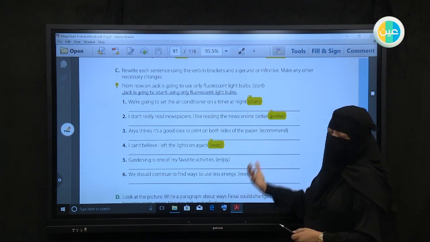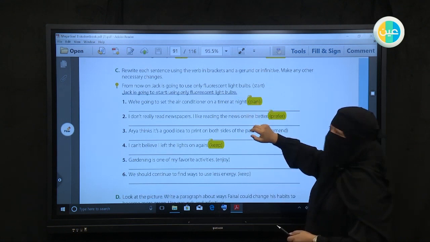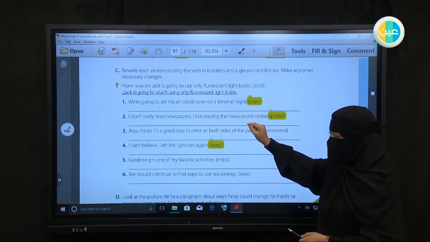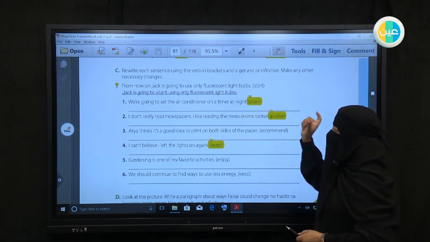والفعل المطلوب هو فعل plan. For what you're going to do is, نجرب. We're going to set the air conditioner. نغير على الاير كونديشنر على المكيف. On a timer, وحنحطه على ساعة مؤقتة في الليل. عشان يطفي لما يبرد بدل ما احنا نطفيه ونشغله او نخليه شغال.